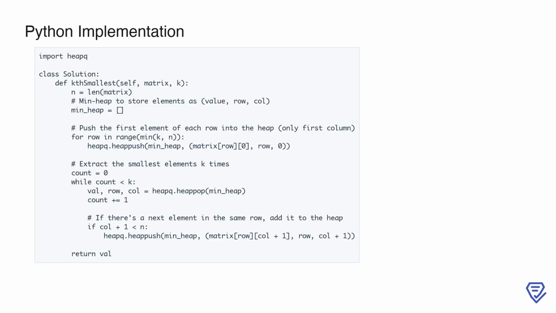5. Return the kth smallest element. After k iterations, the last popped element is the kth smallest, which we return. Key details. The heap ensures efficient extraction of the smallest element in log n time. We perform this operation k times, leading to a time complexity of approximately k log n. The space complexity is min(k, n) because the heap holds at most one element per row, up to k rows. This implementation efficiently handles the constraints of the problem while leveraging the sorted structure of the matrix for optimal performance.